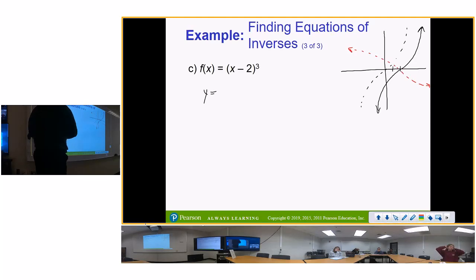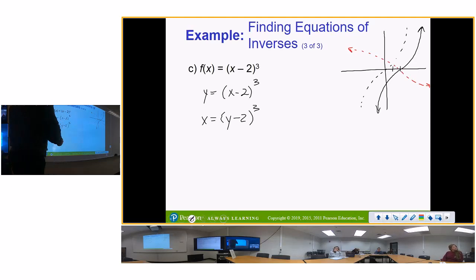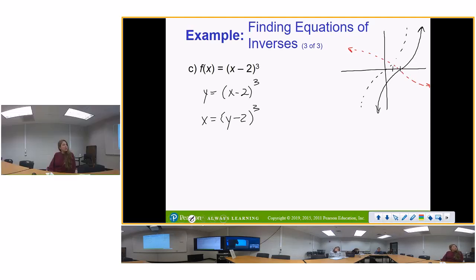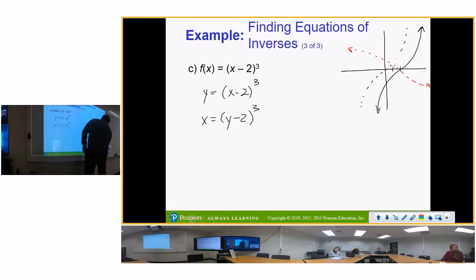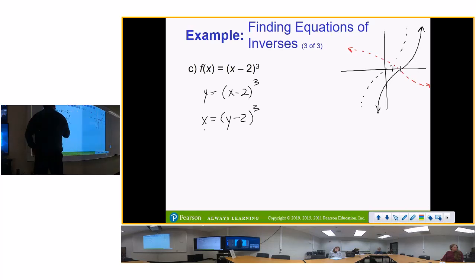Y is equal to x minus 2, quantity cubed. How do I undo a cube? Well, I'm sorry, got to switch. X is equal to y minus 2 cubed. Now, how do I undo a cube? Not the square root, the cube root. So I'm going to take the cube root of both sides. I'll do that in blue because I got to undo a cube. So I'm going to take the cube root of both sides.